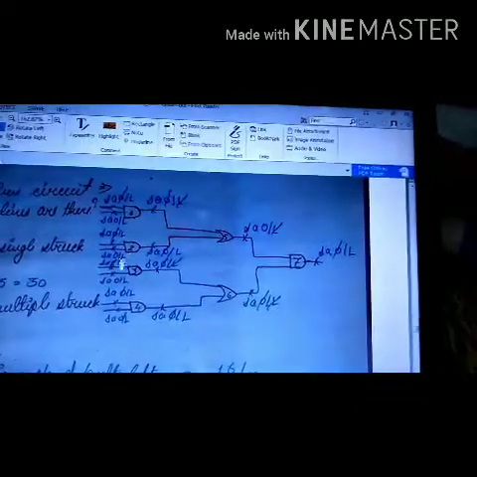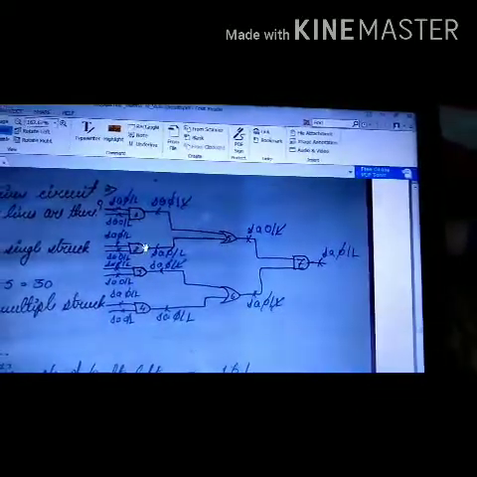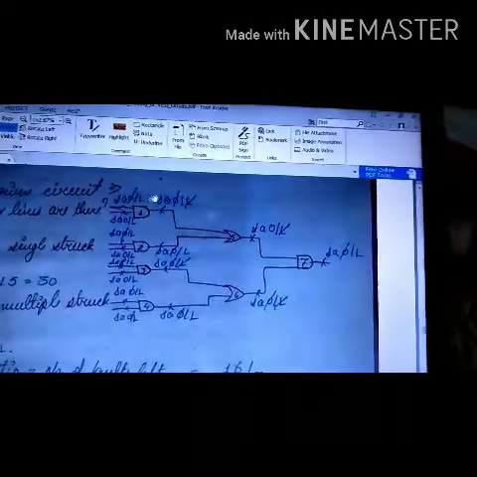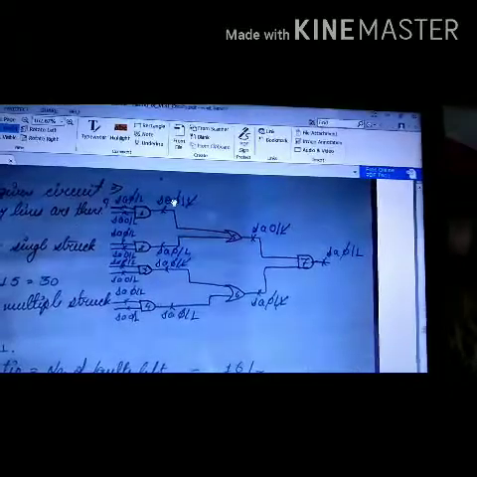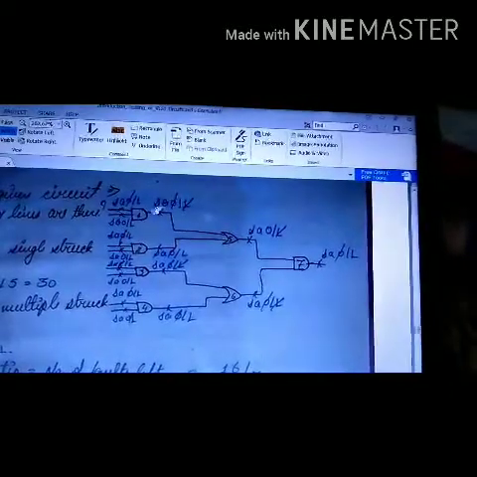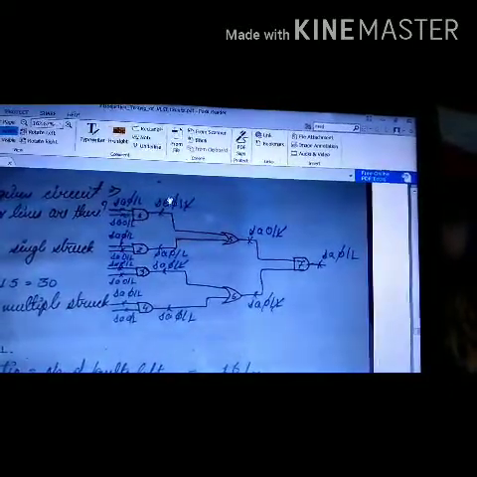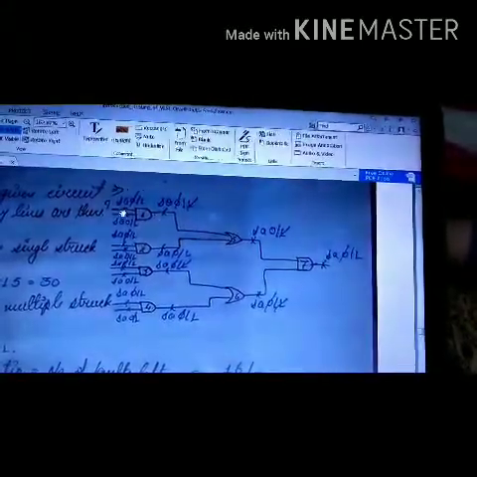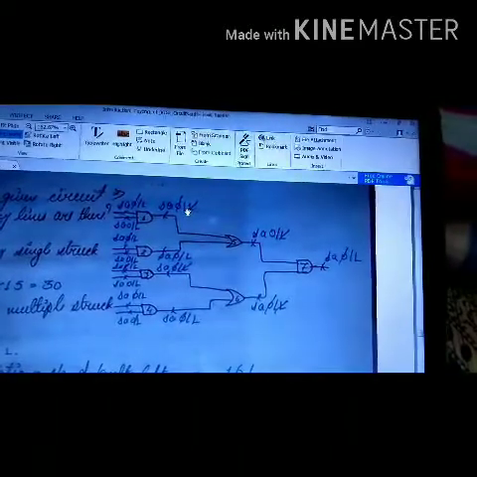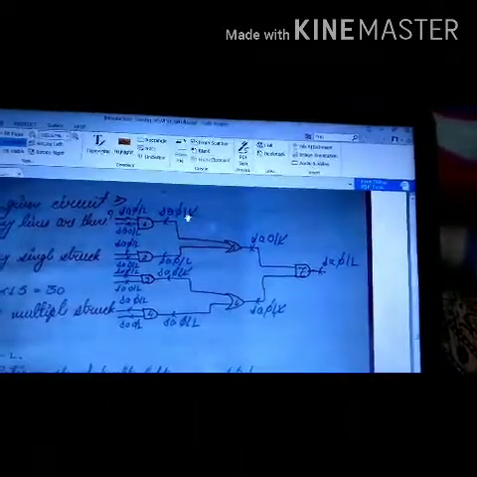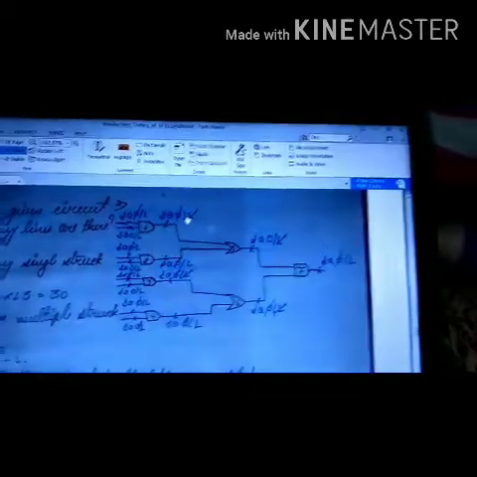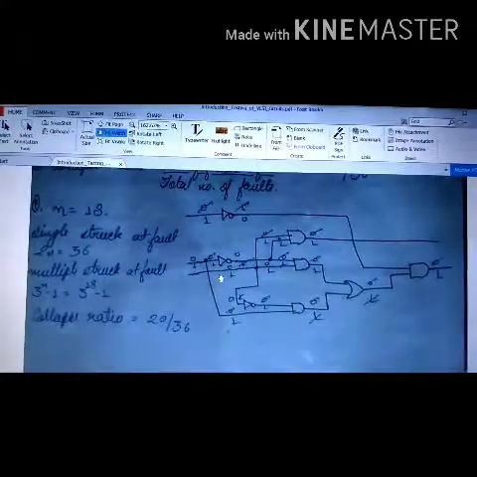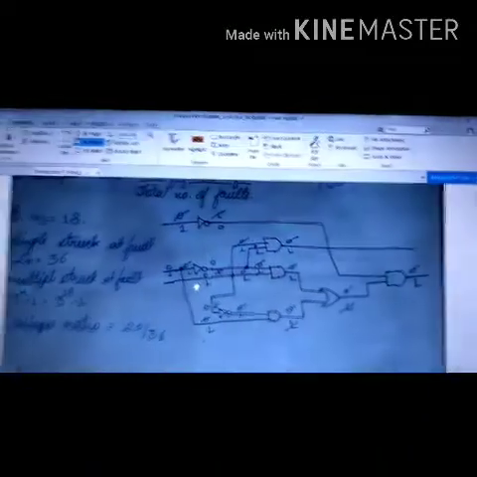So you can cancel any one stuck at 0 at the input with any one stuck at 0 at the output. It was more comfortable for me to cancel the faults which are at the same level. If I cancel from here to here, sometimes we do skip terms. So to reduce that, I have cancelled the faults which are in the same line or same alignment. Wherever it is comfortable to you, you can cancel any one fault at the input with any one fault at the output. Okay.